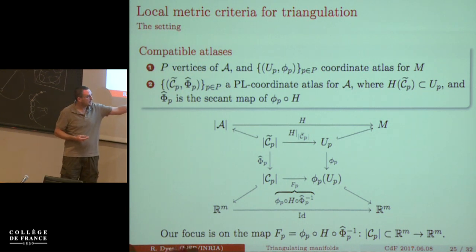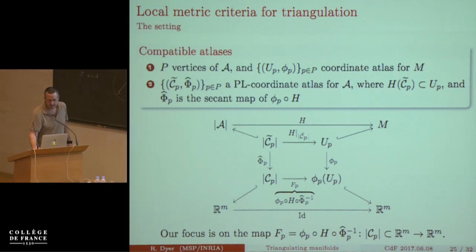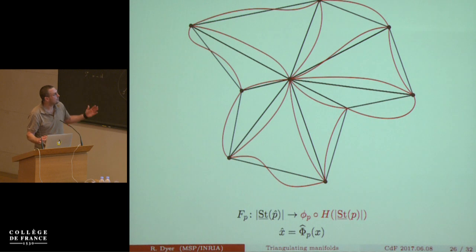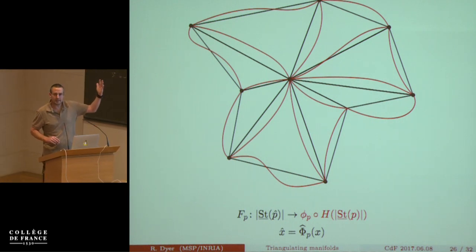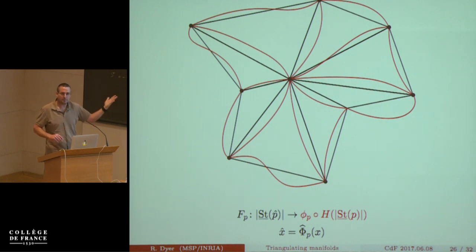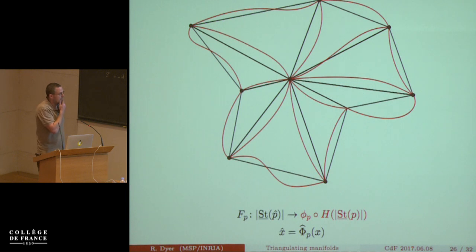I'm going to call it FP, and it's just what that map looks like in a local coordinate chart. So I've got the black complex here, which is a piecewise linear representation of my complex. It's been mapped into Euclidean space, and then this map FP is like I'm mapping it to the manifold. It's no longer linear, and this is the map we're going to analyze.